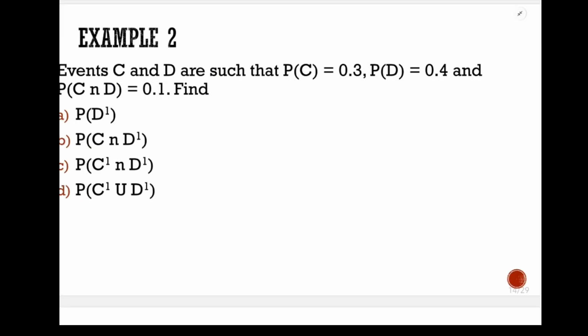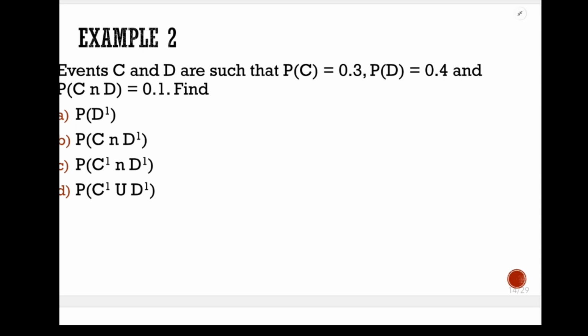Next, we are going to look at example 2, which reads: events C and D are such that the probability of C is equal to 0.3, the probability of D is equal to 0.4, and the probability of C intersection D is equal to 0.1. Roman A wants us to find the probability of D complement.